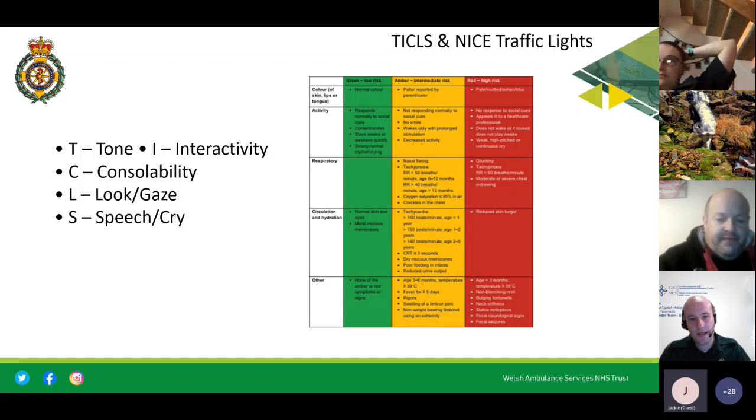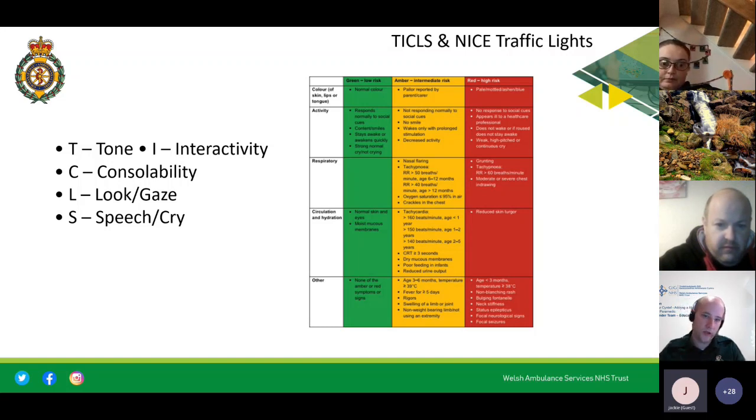Another way then is TICLS. Again, it is just looking at the parent side of it. So this is from the NICE guidelines. The Paediatric Assessment Triangle is really good, but it doesn't allow us to know what is good and what isn't good. So you can't read this, so I would recommend you do a search and some of your own research. It's the NICE traffic light system for paediatrics. It goes through the tone, interactivity, consolability, look, gaze, speech and cry, but it will give you a low risk, a medium risk and a high risk.